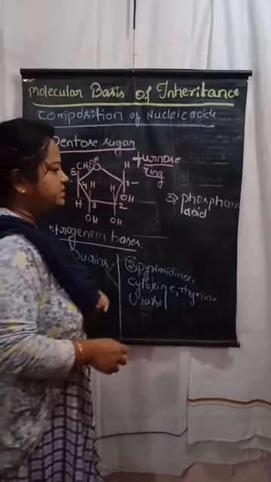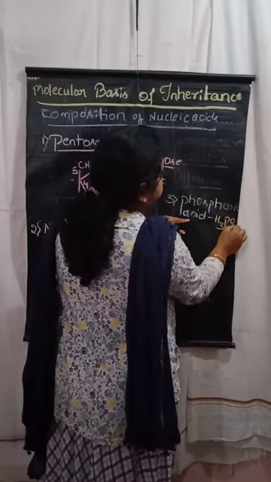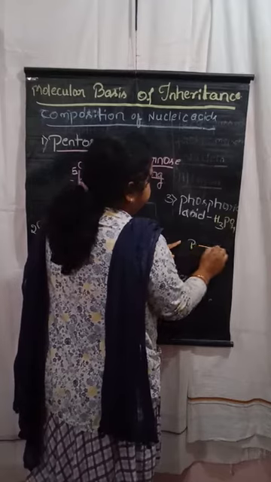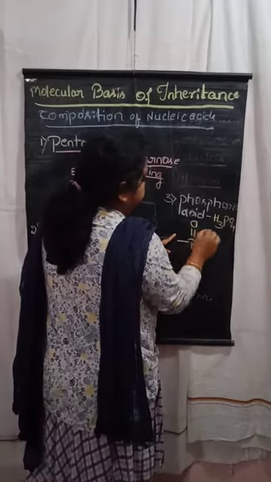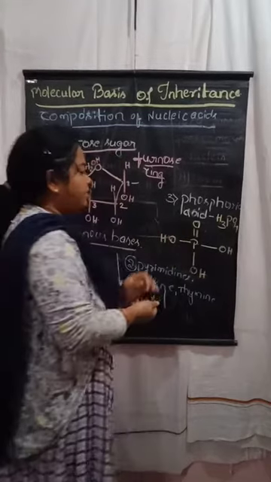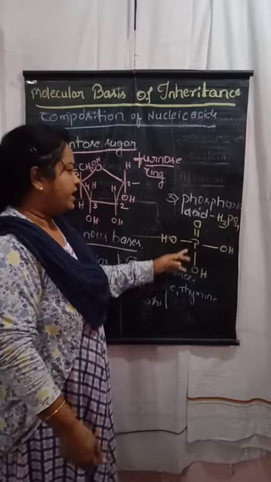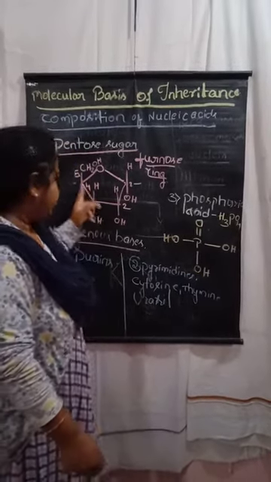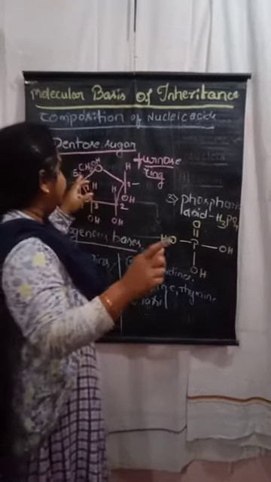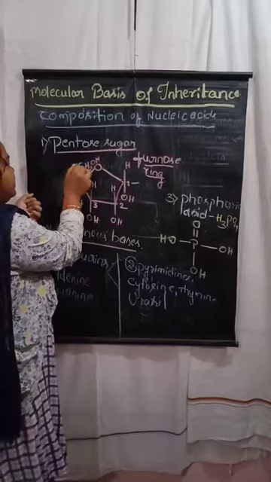Coming to the phosphoric acid group, phosphoric acid is H3PO4. This is the structure of the phosphoric acid group: OH, OH, OH. It is also attached to the pentose sugar, at the fourth carbon. Sorry, don't get confused here. It is the fifth carbon where the phosphoric acid is attached.